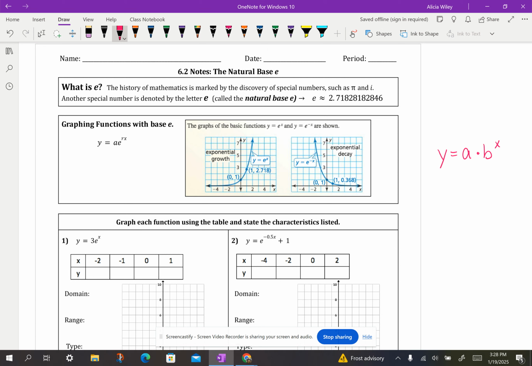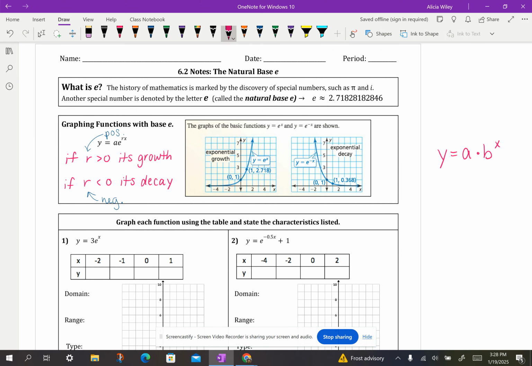Now the value of r can be both positive and negative. If the value of r is positive, meaning greater than 0, you're going to have a growth function when graphing. And if the value of r is less than 0, that means that it is negative, it's going to be decay. So again, this is talking about having something that's negative, and this is talking about having a value that's positive in the exponent position. So that gives you a little bit of information there.